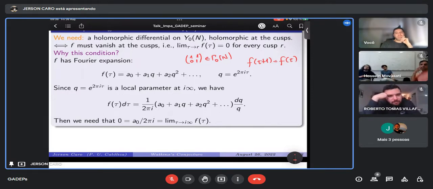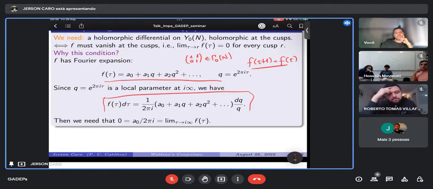Okay, and since we have this periodicity, we also have a Fourier expansion for f. And using this Fourier expansion, we can compute f(τ) dτ. And if we need that it is holomorphic at i∞, what we need is that a0 is 0, okay? Because otherwise we have a pole in 0, in i∞.